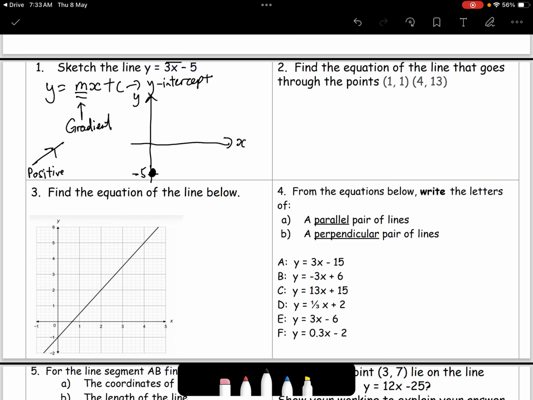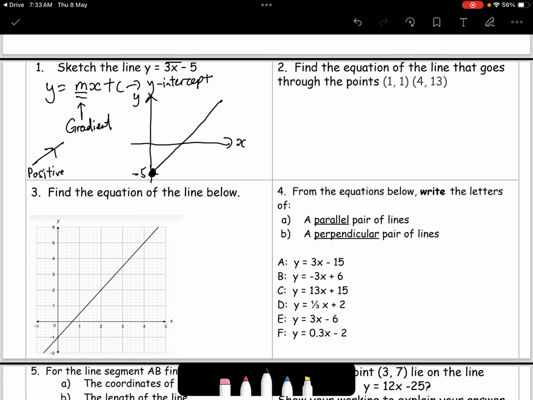Okay, and since the question is only asking for a sketch, as long as we are able to draw the line in the correct direction, having the correct y-intercept, that should suffice. So I'm just going to draw a line that looks something like this, and that should give you the sketch of the line.